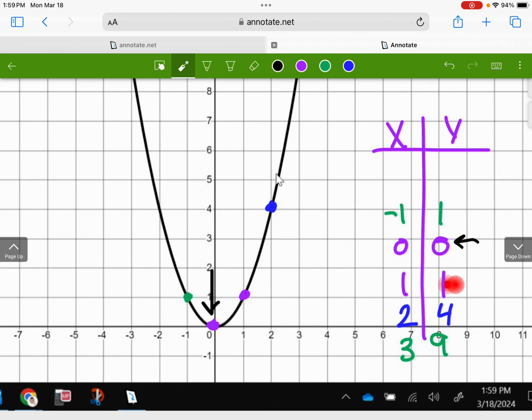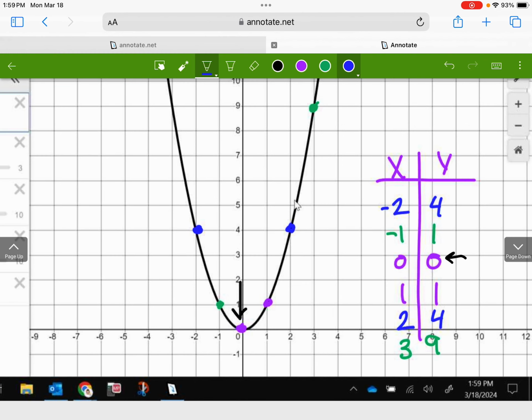So I know 1, 1 is a point, so negative 1, 1 is a point. I know 2, 4 is a point, so negative 2, 4 is a point. Because these are always going to be symmetrical. We could do the same thing with our negative 3, 9. It's always going to match.